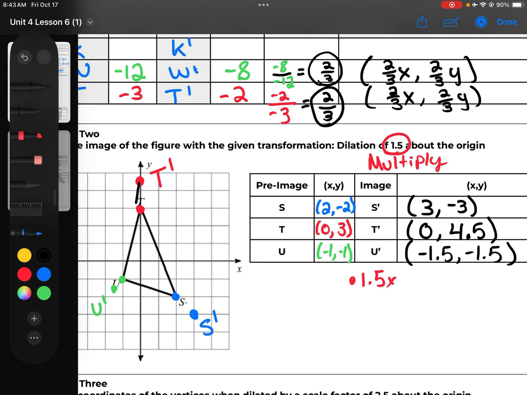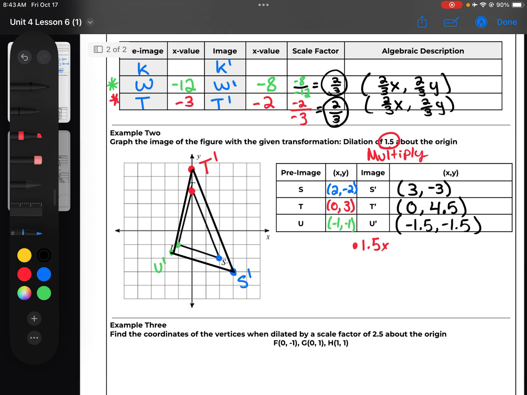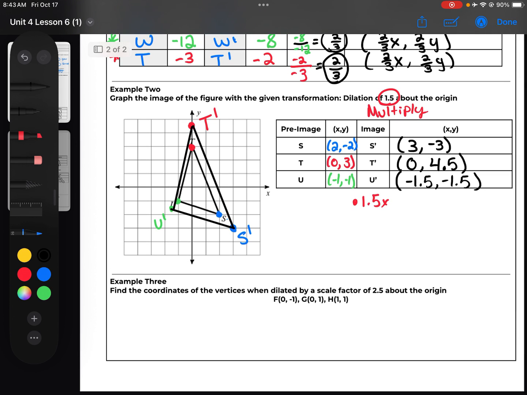I'm gonna go ahead and connect those dots really quickly here, so that way we can see our dilated triangle. Let me try to get a straight line here. So that triangle is 1.5 times larger. It's not that much bigger, but it does make a difference. The dilation, it multiplies the sides.